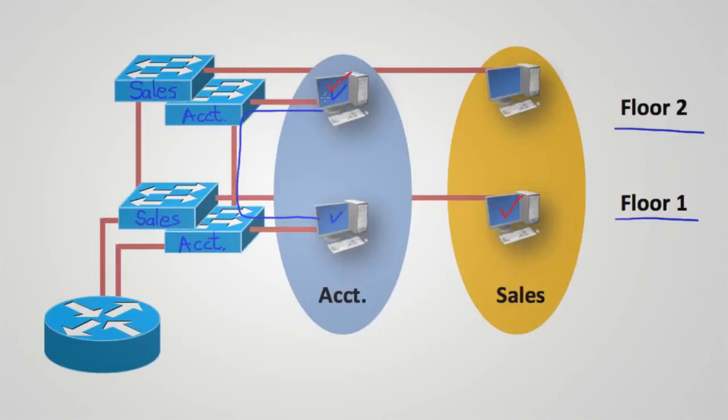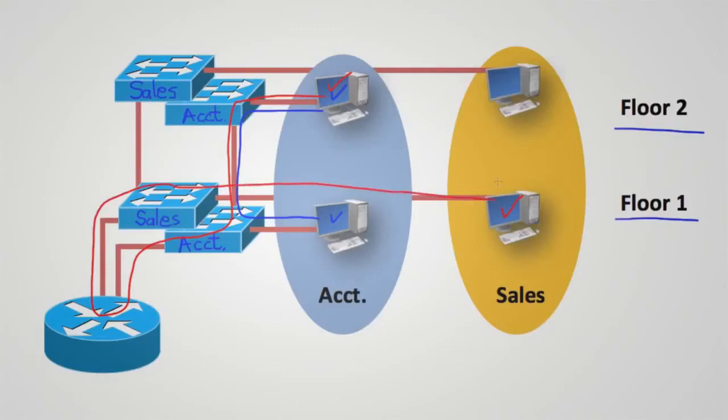Well, I would go into my accounting switch, and I would go through the first floor accounting switch, and I would go out to the router because I'm having to route between these networks. I'm having to route between broadcast domains. Out of the router, I would come back up into the sales switch for the first floor, and we would go over to that first floor sales computer.